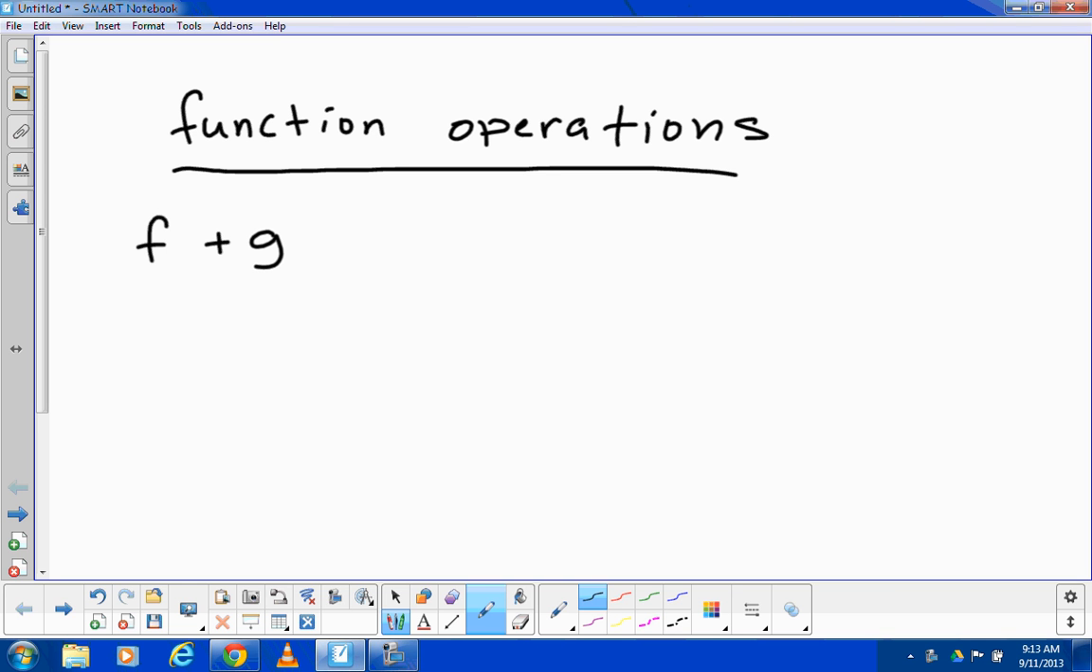If I add 2 functions together, of course, that's called adding. That's no big deal. This would just basically mean I would take whatever the function f was and add it to the function g. So really all it amounts to is just combining like terms. That's it when you add. This is the function operation of addition.